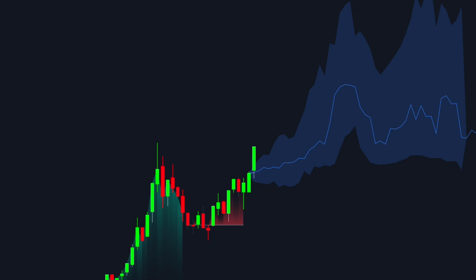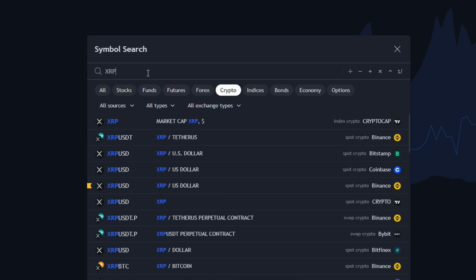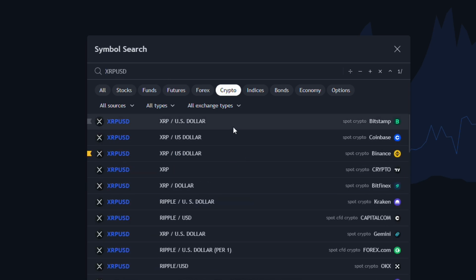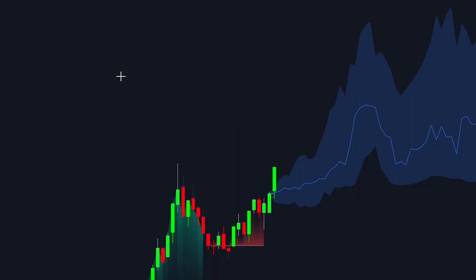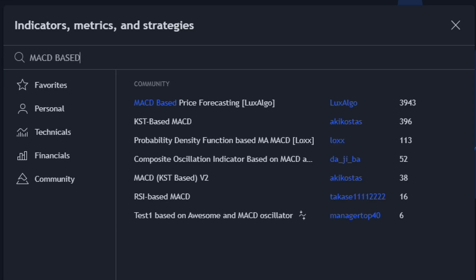First, go to TradingView and open up any crypto or stock exchange that you prefer on any time frame. For this example, I will be using my new favorite, XRP USD, on the 15-minute time frame. Then click on indicators and type in MACD based price forecasting tool. Then it's going to be the one by Lux Algo.